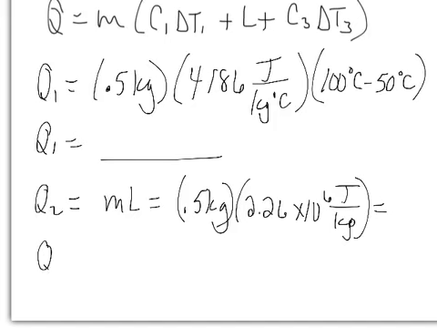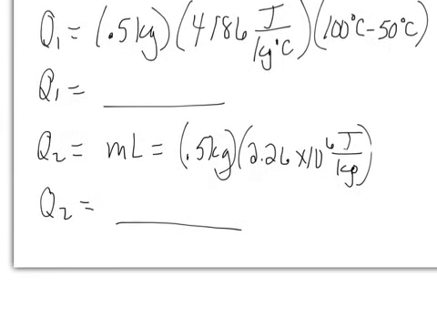Okay, and that's going to equal some value we'll write down here. And then finally, the last part we have to take a look at is when the steam then goes from 100 degrees Celsius to 130. So it's again going to be M. Now this is a different C value. It's the specific heat capacity of steam, which is less than that of water from up here from earlier.